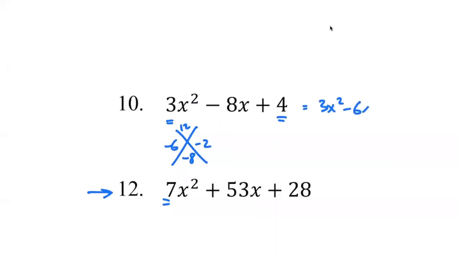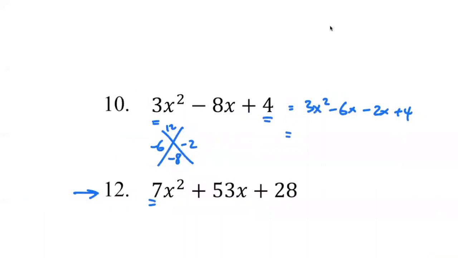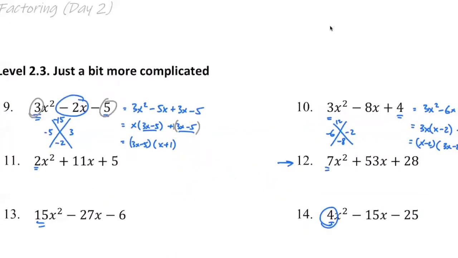Okay, so I'm going to break down the -8x into -6x minus 2x, and then we're going to factor out by grouping. Be careful with the minus right here, because you have to have a minus in order to produce a plus originally. You can see the common factor, which is x minus 2, and then you have 3x minus 2 left behind. So again, the cross method works pretty well.